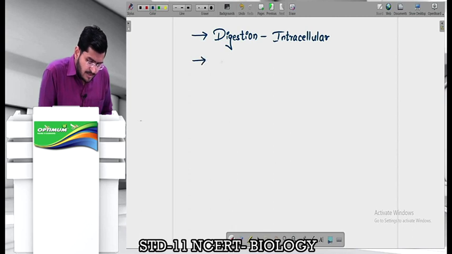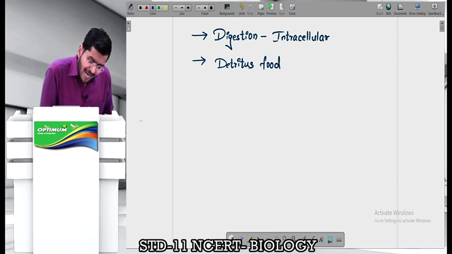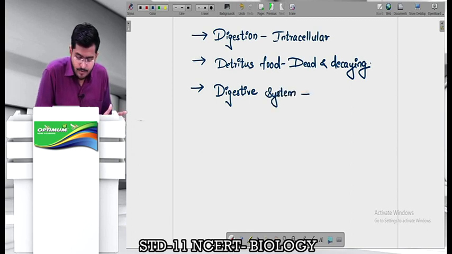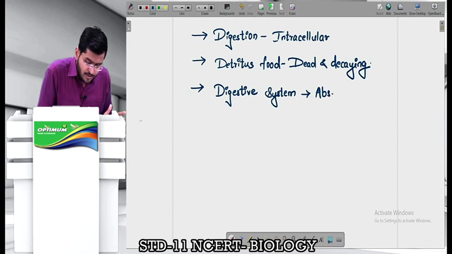Let me tell you, sponges feed on detritus food material. Detritus food material means dead and decaying matter. They do not have any special digestive system. The digestive system is absent because cells carry out digestion at an individual level, so they do not have a special digestive system present.